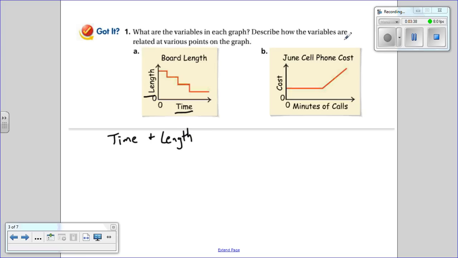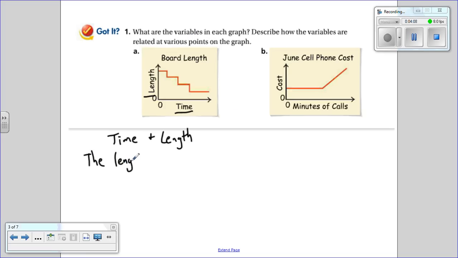And then describe how the variables are related at various points in the graph. Okay, so what I would say is, what's happening right here? Why does the board length stay the same and then all of a sudden the board length goes down? Well, if you think what happened in order for the board length to get shorter, you were cutting it. So describe how the variables are related at different points.